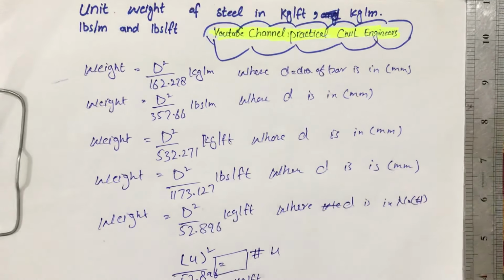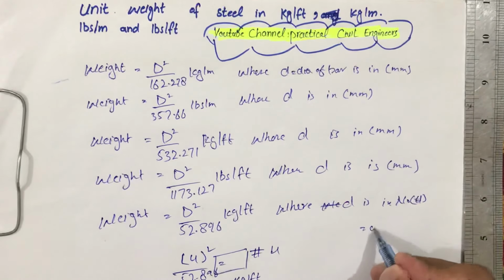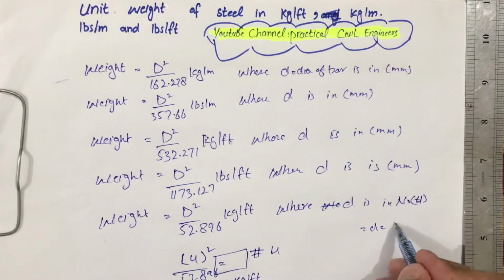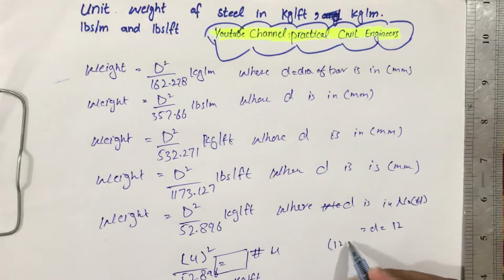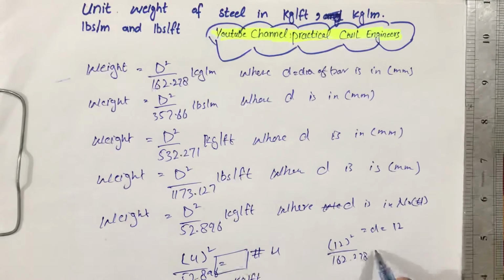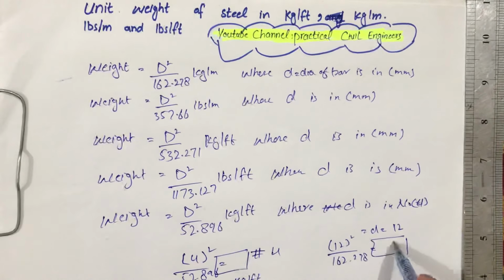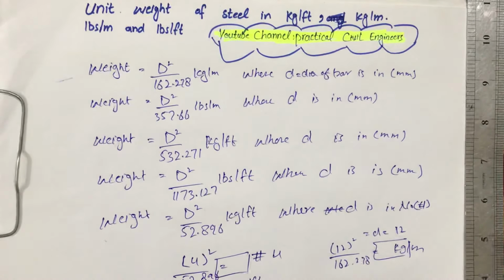If we are using meter, for example, we have diameter equal to 12 mm, so 12 square divided by 162.278, and the answer will be in kg per meter. Same as for all. So when we have to find the unit weight of steel in different units, these are the formulas to help you.